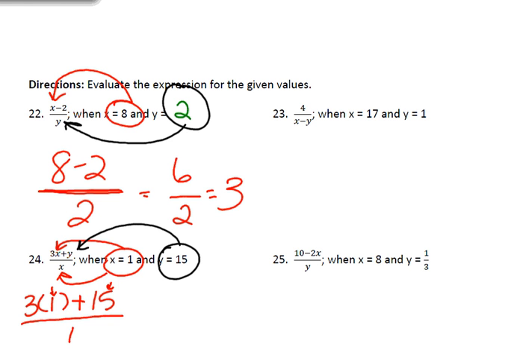Okay, order of operations, we start with the top. We start with multiplication. 3 times 1 is 3 plus 15 divided by 1. We continue simplifying the top. 3 plus 15 is 18. And 18 divided by 1 is 18.